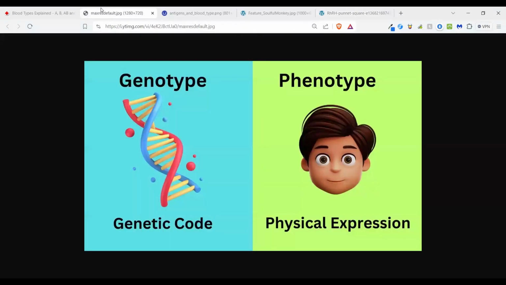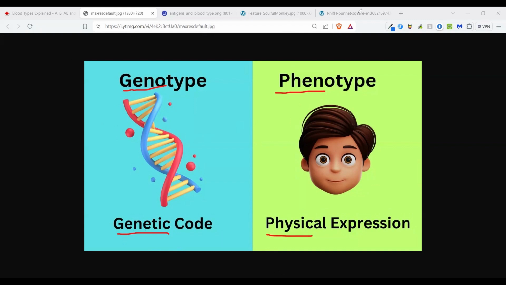Now let's look into those two terms I mentioned, genotype and phenotype. Genotype refers to the genetic code, so the alleles, whereas phenotype refers to what you can physically observe in the human or other organism. The way to remember this is through the name. Genotype, genetics. Phenotype, spelled with a PH, physical.